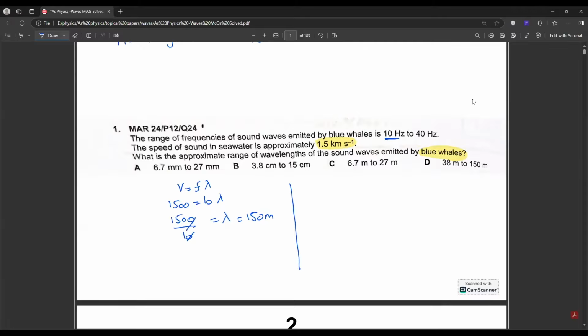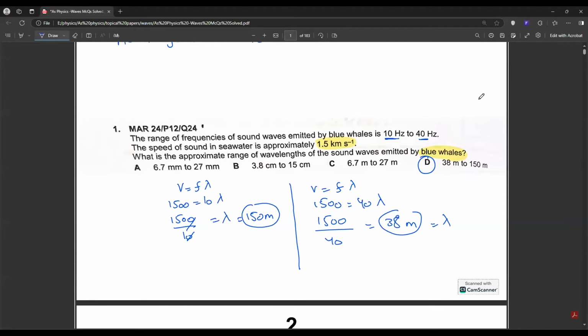Let's do the same thing for 40 hertz. v equals f lambda. v is 1500, frequency is 40, so lambda is 1500 divided by 40. Your 38 comes out to be your lambda. So lambda should be in the range of 150 meters to 38 meters. Any answers like that? D is your answer. Perfect. Let's further move ahead.